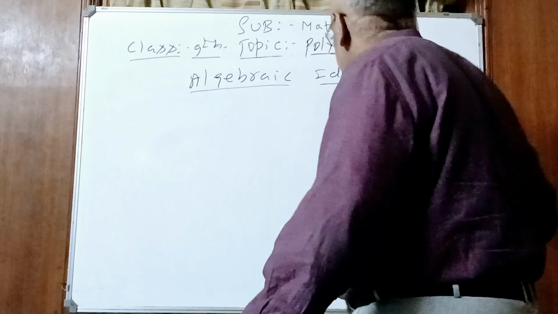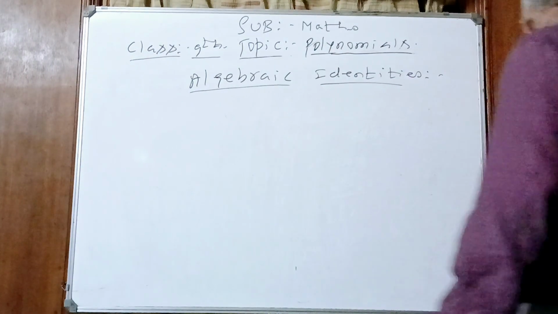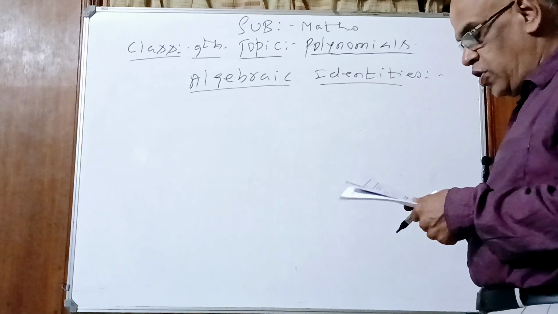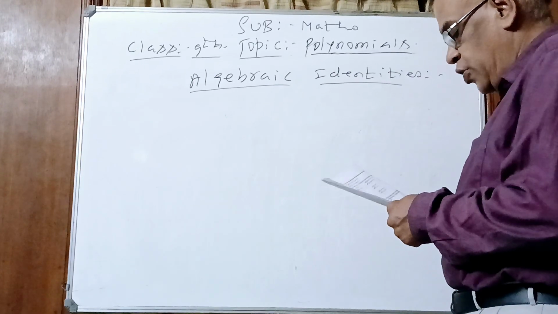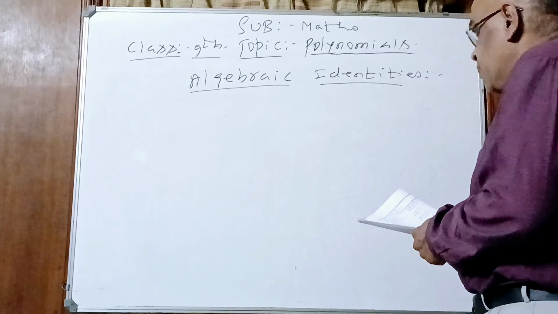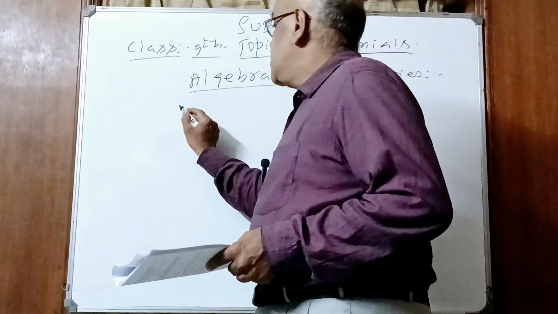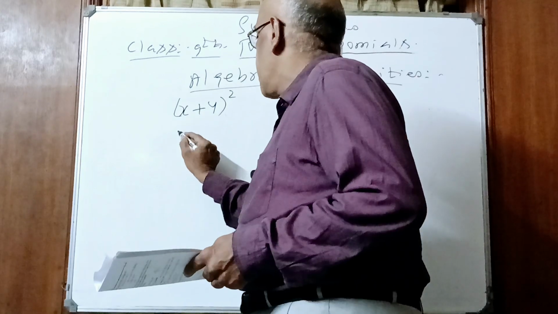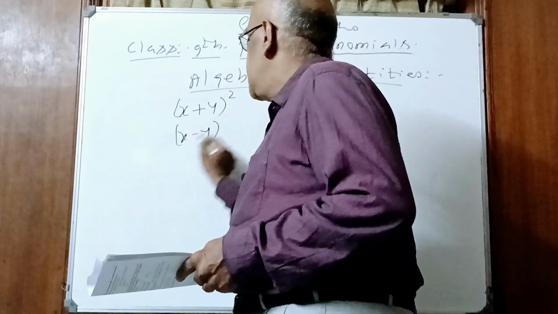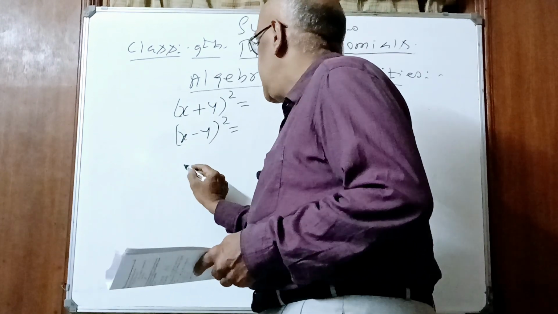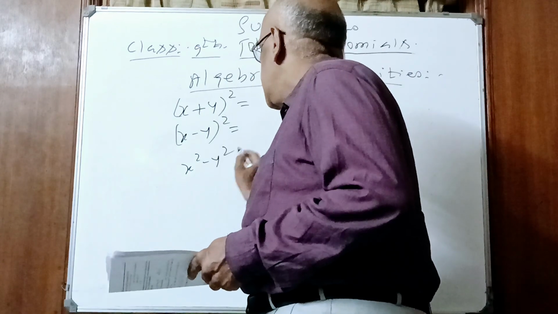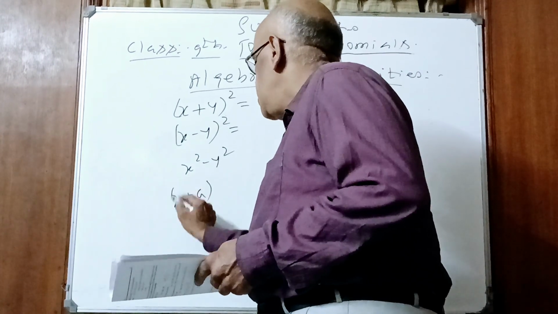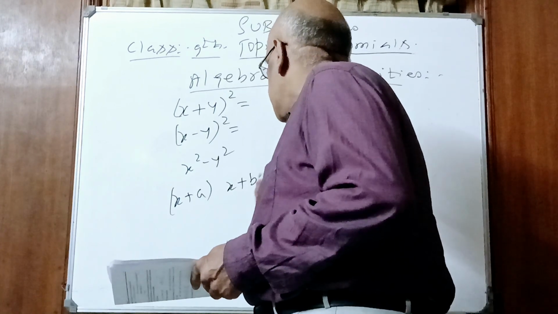What are they, children? Ready-made formulas we know, isn't it? (a plus b) whole square, (a minus b) whole square, (a plus b) whole cube, (a minus b) whole cube. Yes or no? Here, the first 4 identities: (x plus y) whole square, (x minus y) whole square, then x square minus y square, then (x plus a) into (x plus b).